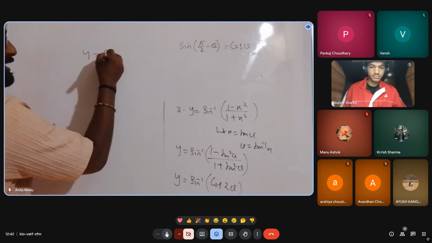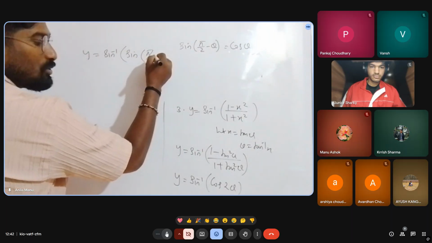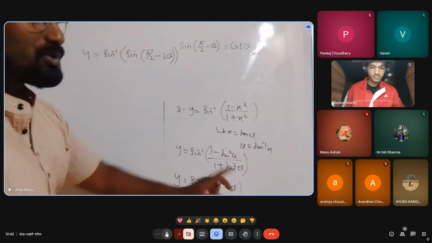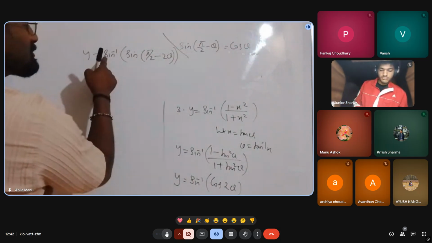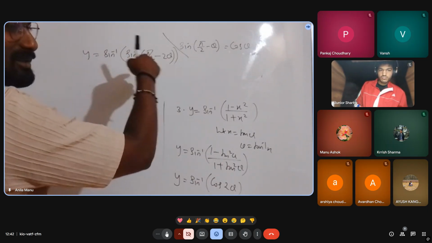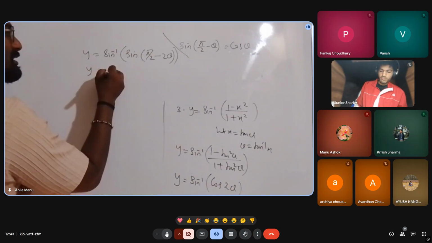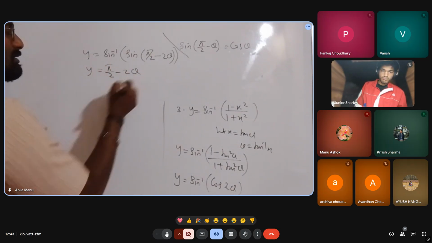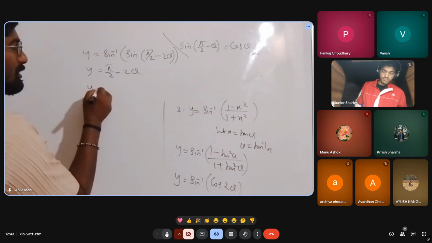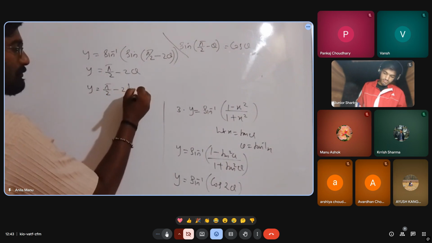That is y is equal to sine inverse of sine of pi by 2 minus 2 theta. Check it. Sine of pi by 2 minus 2 theta is what? Cos 2 theta. Now we have it in terms of sine inverse of sine of an angle. After sine, whatever we have is all theta only. So sine inverse of sine theta is theta, which gives pi by 2 minus 2 theta. Now theta you have to substitute here. Y is equal to pi by 2 minus 2 tan inverse of x.